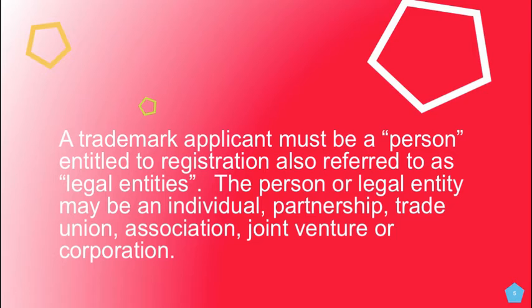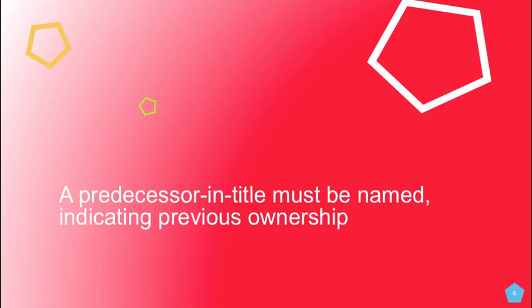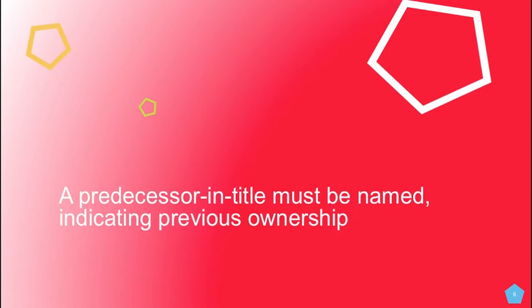A trademark applicant must be a person entitled to registration, also referred to as legal entities. The person or legal entity may be an individual, partnership, trade union, association, joint venture, or corporation. A predecessor in title must be named on the application, indicating previous ownership.